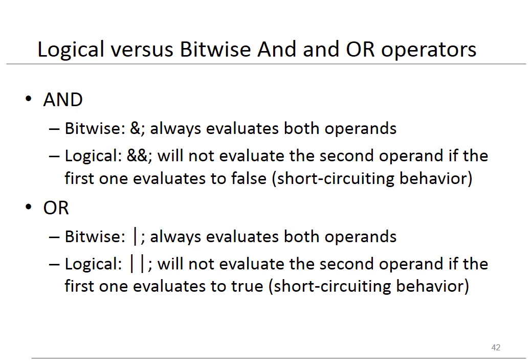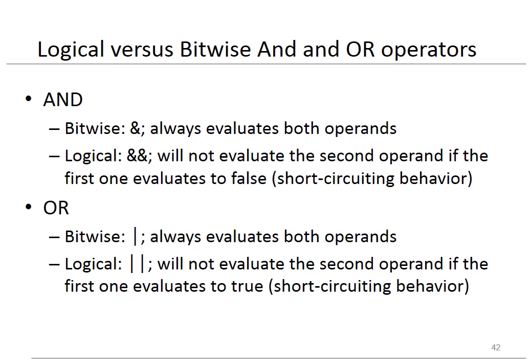The bitwise AND and OR operators can also be used with Boolean operands. However, there is a difference between the logical and bitwise AND and OR operators. The bitwise operator will always evaluate both operands. The logical AND operator will not evaluate the second operand if the first one evaluates to false, since it then already knows that the outcome will be false anyway.